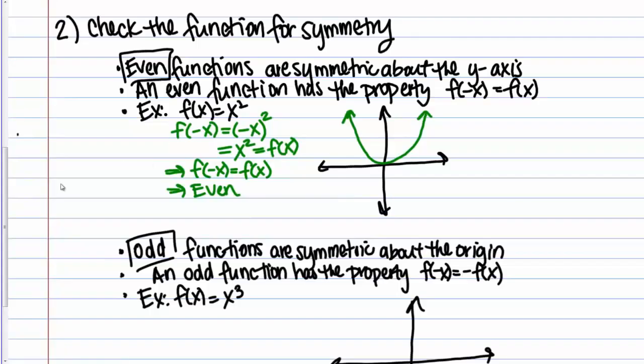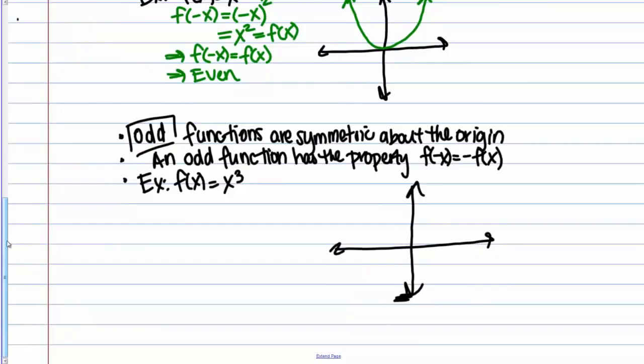Okay, so what about odd functions? Well, odd functions are symmetric about the origin. And odd functions have this property here: f of negative x equals negative f of x. And then once again, let's go through a very simple odd function. The example here is f of x equals x cubed. To test to see if something is odd, I'm going to use the same test. I want to evaluate f of negative x.